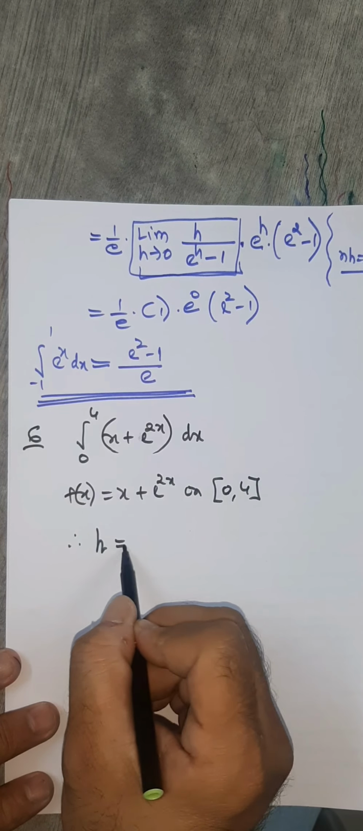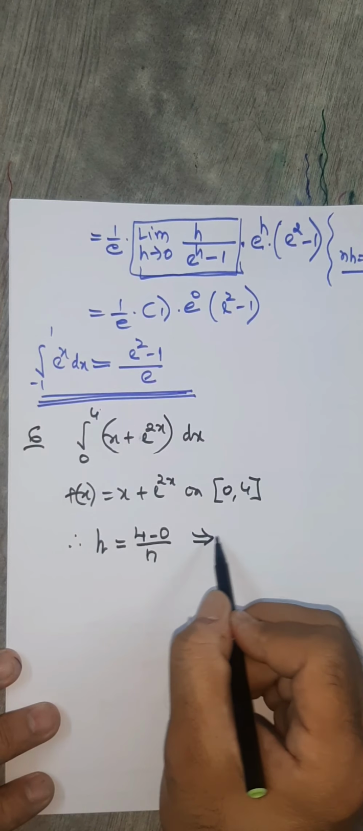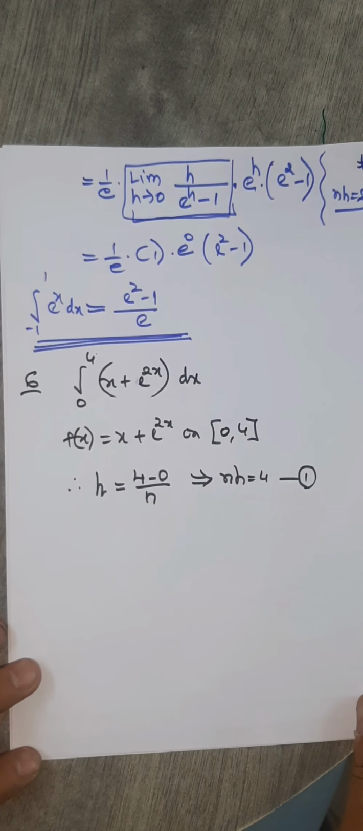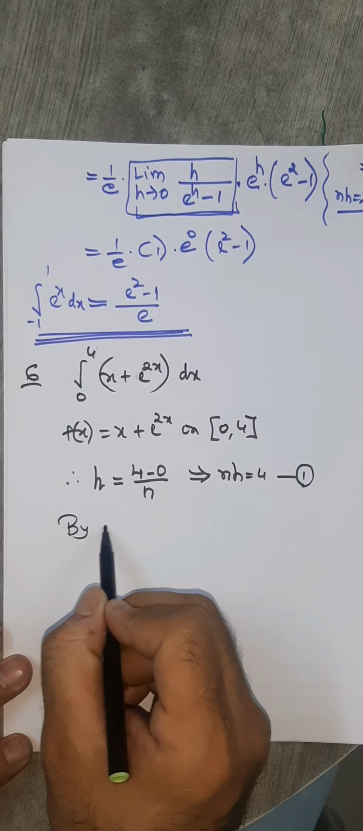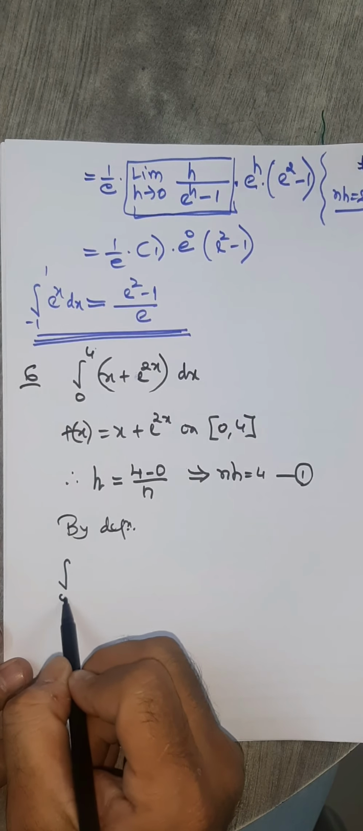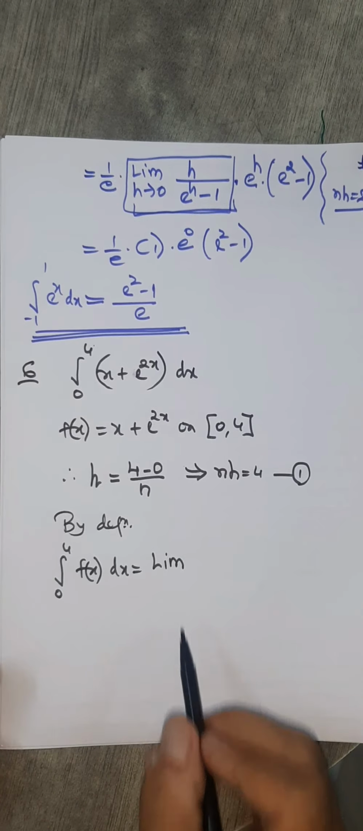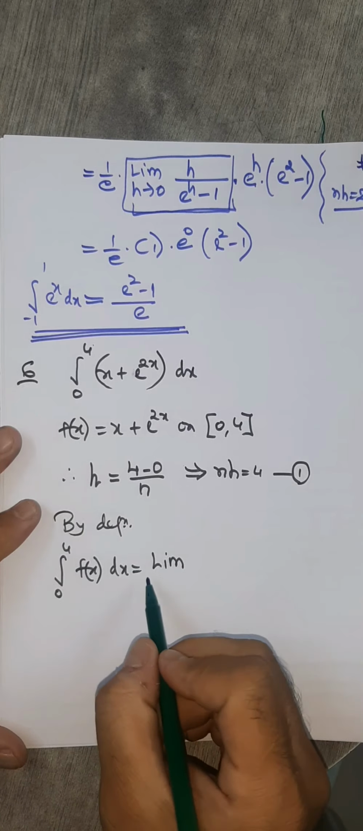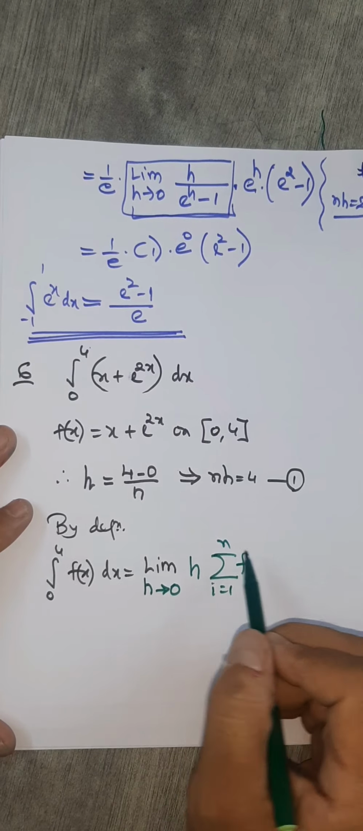Therefore, what is h? b minus a, that is 4 minus 0 by n. So you can write here nh equals 4. Call this as 1. We use it later on. Okay. Now I'll write by definition integral from 0 to 4 f(x) dx equals limit, you can write anything, h tends to 0 or n tends to infinity. Then you can change it if you want. Suppose I'm writing h tends to 0, h into sigma i runs from 1 to n f of a plus ih.